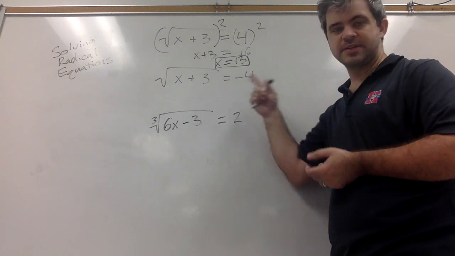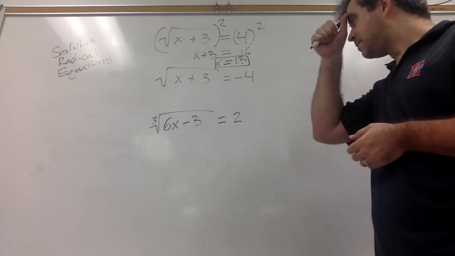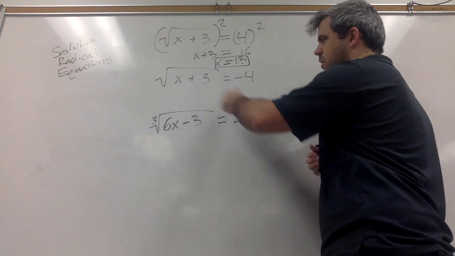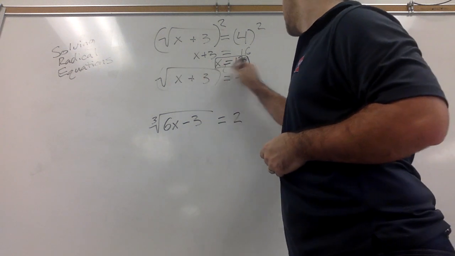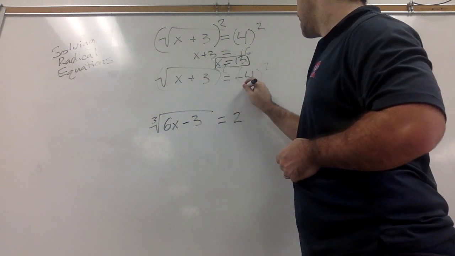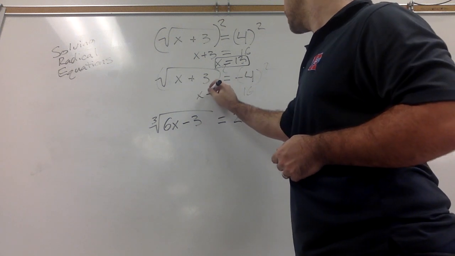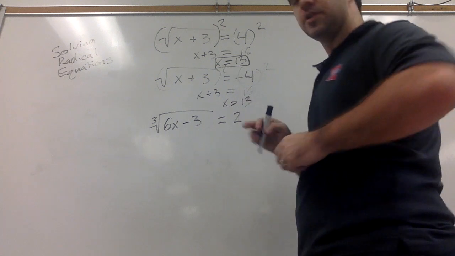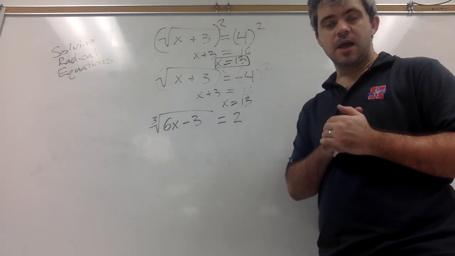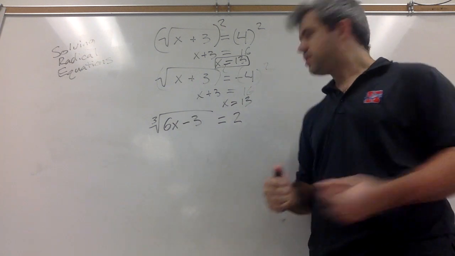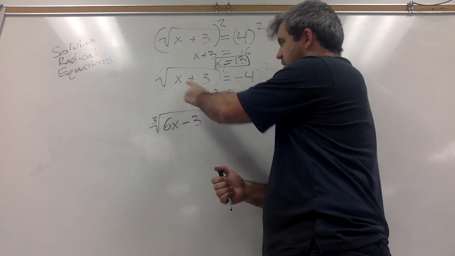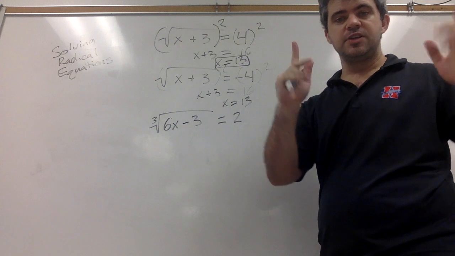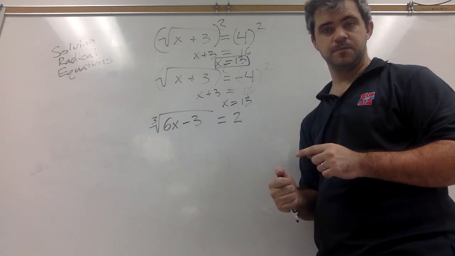Very similar problem, except this is negative. So to undo this square root, we square both sides. We get the same thing. X plus 3 equals 16. X equals 13. Okay? Looks great. Looks easy. We plug it in. 13 plus 3 is 16. Square root of 16 is not negative 4.